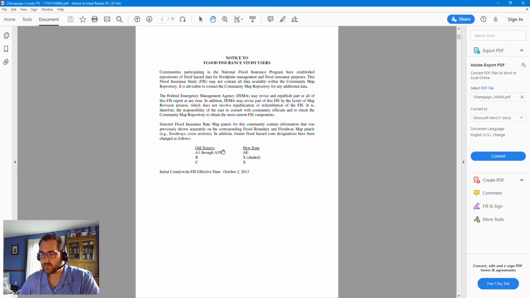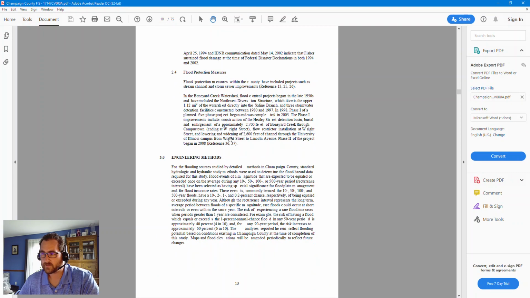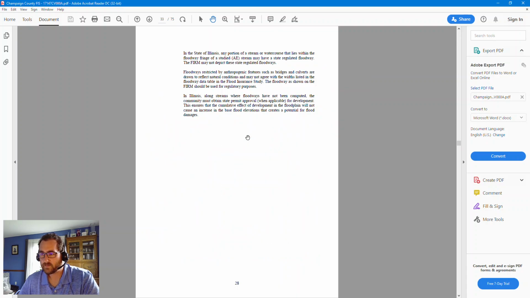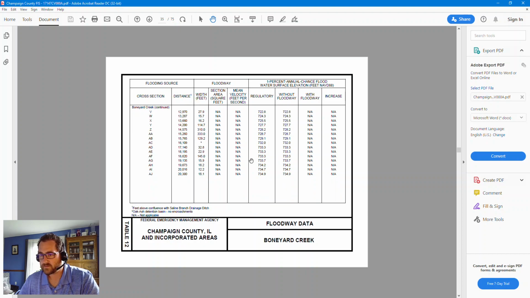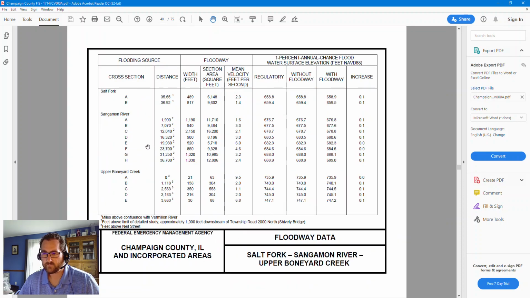This is the flood insurance study. It's a detailed document about how the entire study was done, how they got all those elevations, where they are, and everything else. I mentioned something about the cross sections. For Champaign County, there's a lot of streams that have base flood elevations, and that's what these are. For Boneyard Creek, all of these cross sections have BFEs at these elevations. Okay, we're on the Sangamon River. If you remember, that was cross section E and cross section F right here.